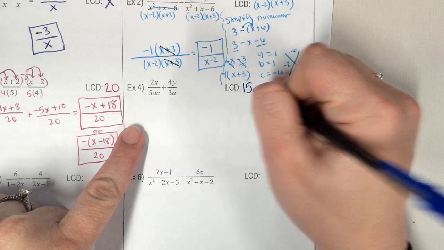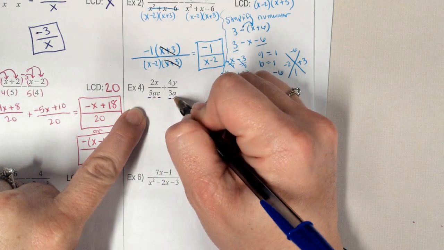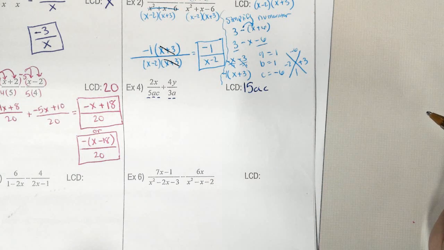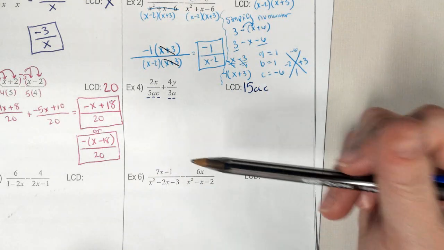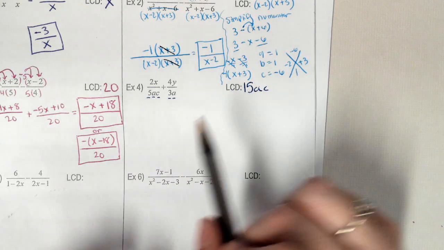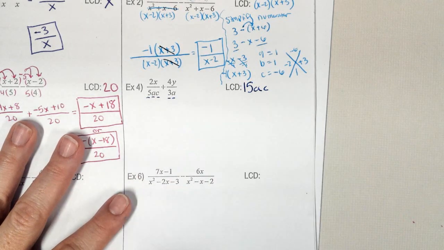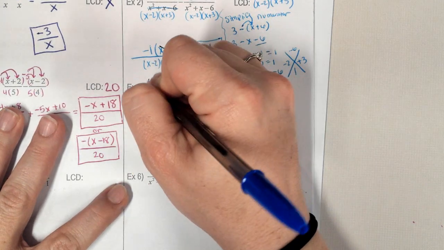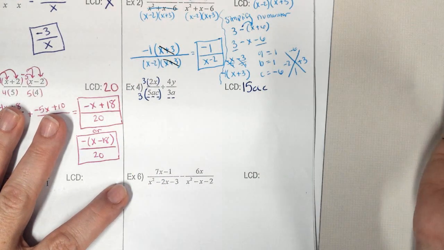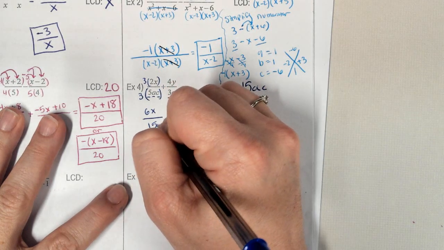Now, what does this one have that this one does not have? C. Now, I want you to realize this is 3 separate factors. 5 times A times C, 3 times A. I know there's no plus or minus, so the factors are smaller, but they are still their own factors. So what would I multiply this by to become 15AC? Just times 3. What I do to the denominator, I also do to the numerator. And I get 6x over 15ac.